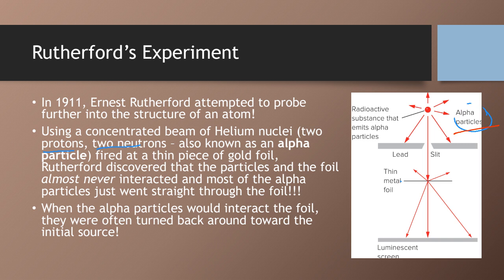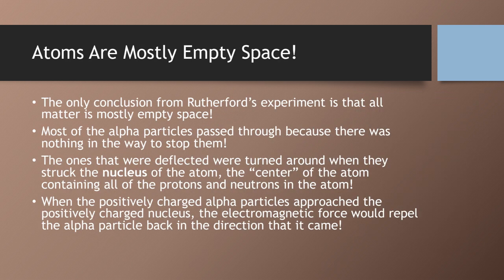So there's only one way that Rutherford could really understand what was happening here. The idea was that the atom itself was just mostly empty space. There wasn't really anything there for the alpha particle to hit. It was just going right through. Nothing was happening to it. Most of those alpha particles passed right through because there was nothing in the way to stop them.